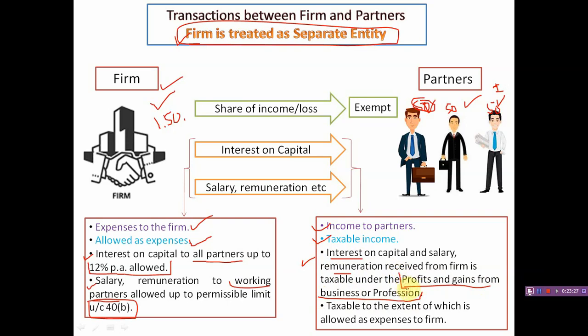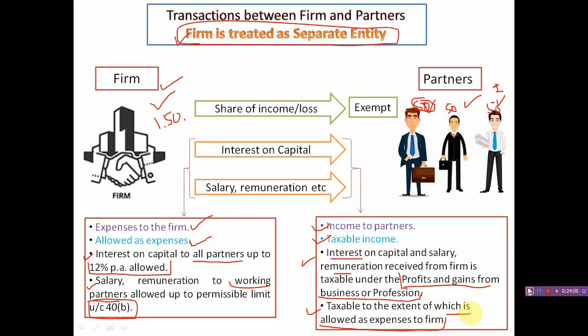Generally, interest is taxable under income from other sources, but in case it is interest on capital to the partner from the firm, that interest is taxable under income from business. And salary remuneration to the partners from the firm of which he is a partner is also taxable under income from business. And the last point: the amount which is allowed as an expense to the firm is the extent of taxability of such income in the hands of partner.